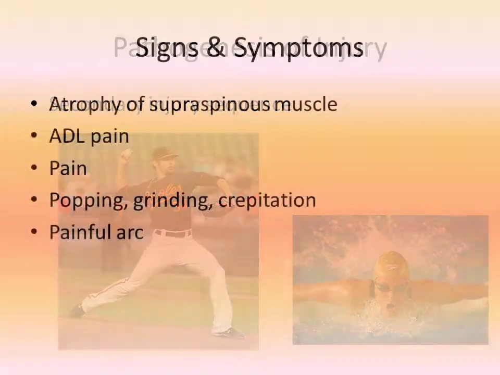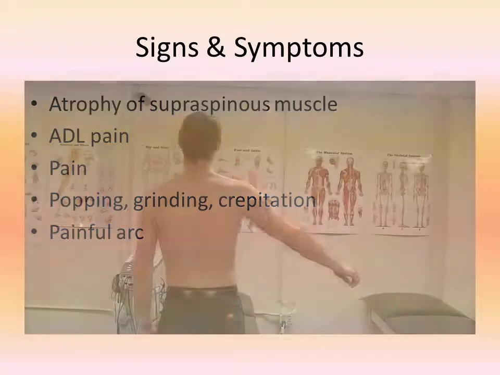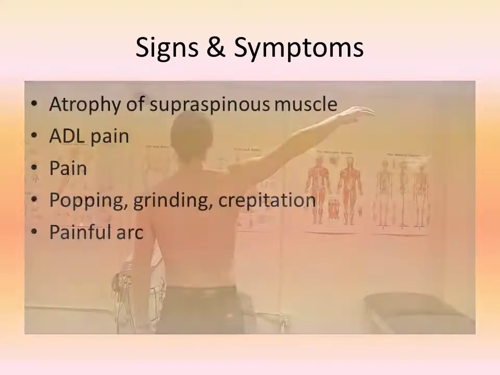Signs and symptoms of rotator cuff pathology include atrophy of the supraspinous muscle, and the easiest way to check this is to check the supraspinous fossa. The patient will complain of shoulder motion pain and ADL pain. There will be lateral anterior shoulder pain, nocturnal pain with a sleeping impairment. They'll have popping, grinding, and/or crepitation sensation in the glenohumeral joint. There will be pain with greater than 90 degrees of shoulder abduction and/or flexion, and they will have that painful arc of 60 or 70 degrees to 120 degrees of abduction.